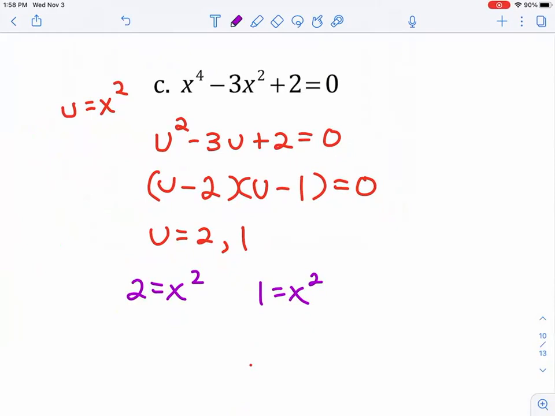So now we have to square root it to get x by itself, exactly. And when we square root that, don't forget it's going to be plus or minus. So x is going to be plus or minus the square root of 2. And x is going to be plus or minus the square root of 1, which is just 1.